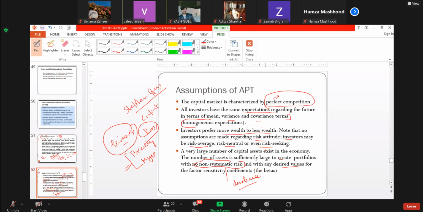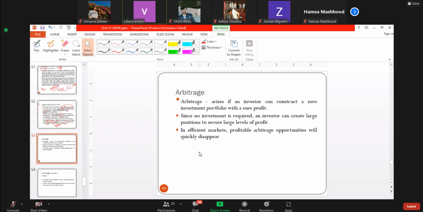The only risk which will remain in that portfolio will be the beta or systematic risk factor, which we call factor sensitivity. Based on this, this model has been developed. An investor can construct a zero investment portfolio in an efficient market, which I will explain in the next class, because the foundation of all these models is the efficient market.